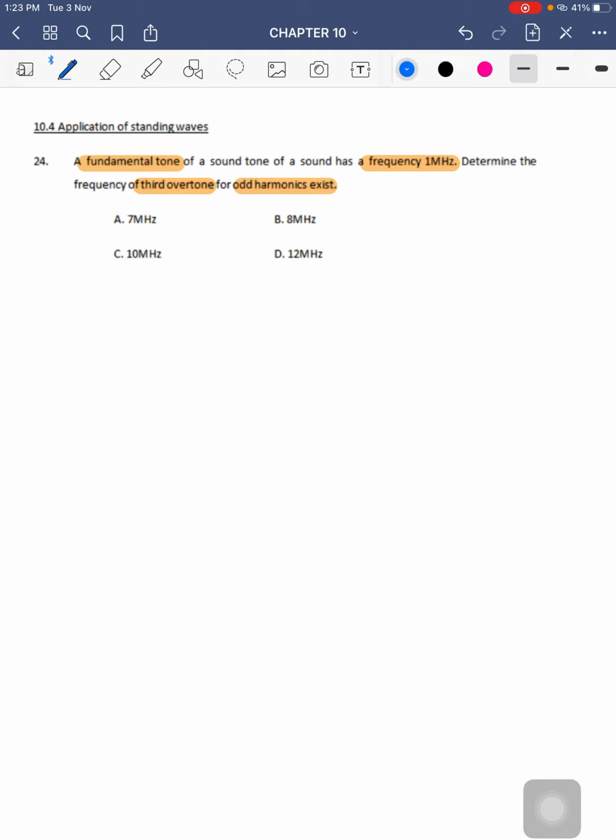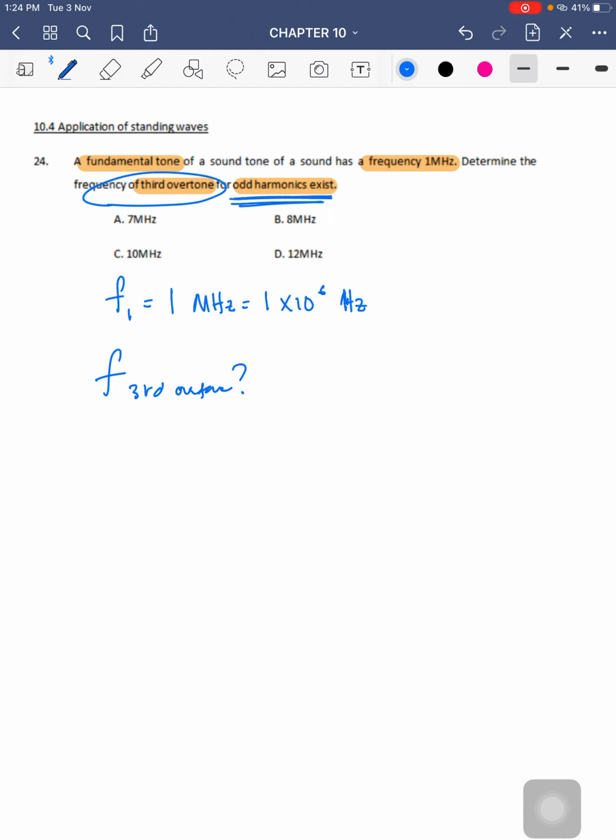So the first keyword, it says fundamental tone, frequency 1 MHz. Fundamental tone normally we write as F1, which is equal to 1 MHz, the same as 1 multiplied by 10 to the power of 6 Hz. Determine the frequency of the third overtone. So we need to find F for the third overtone for odd harmonic axis.